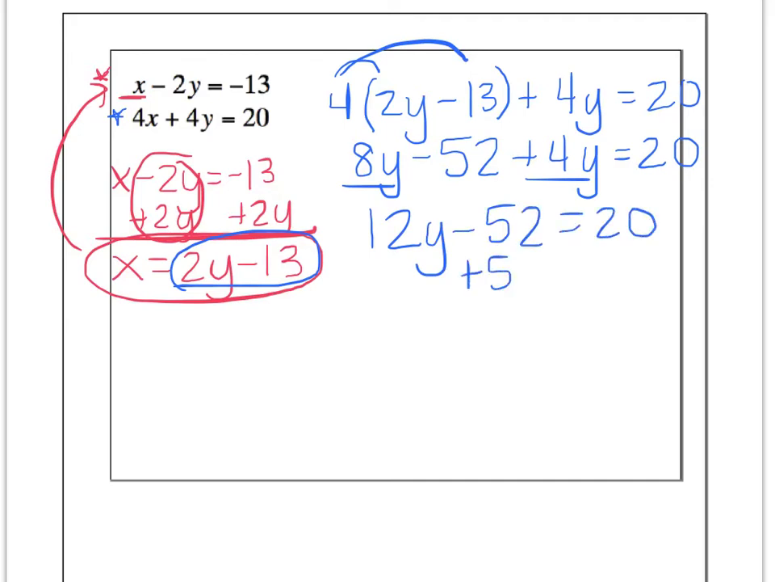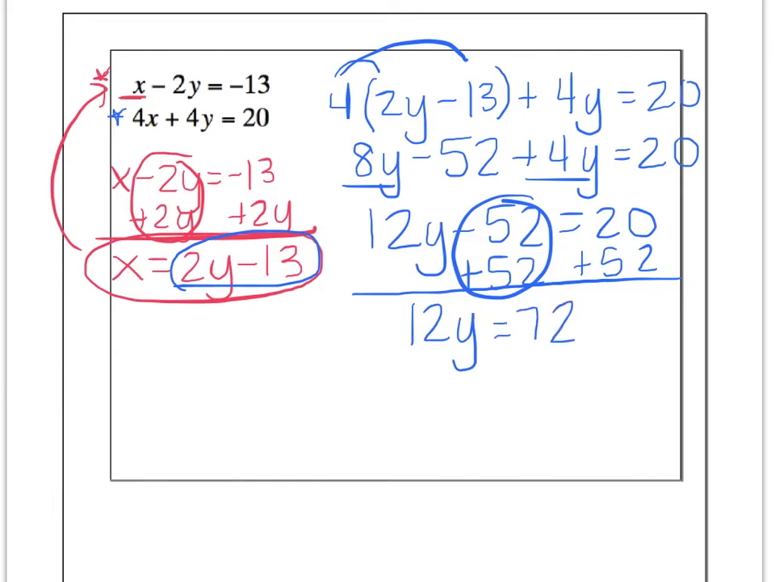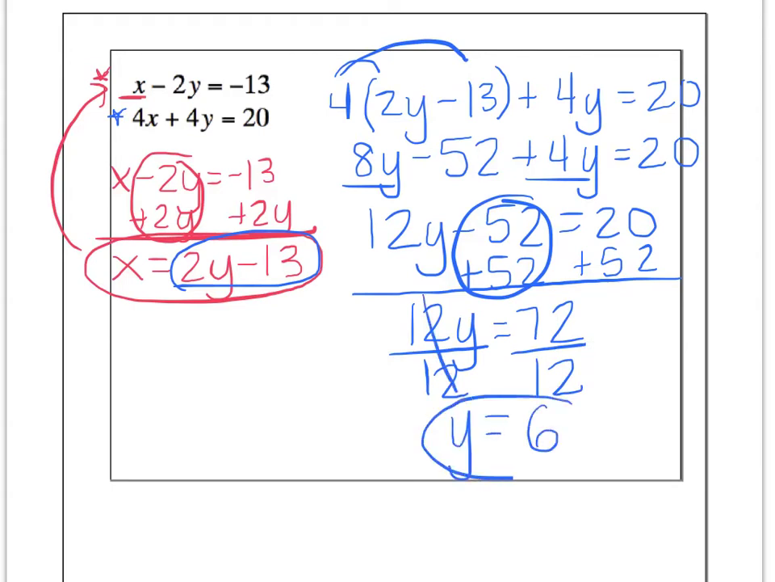8y plus 4y is going to give me 12y minus 52 equals 20. I'll add 52 to both sides. So 12y equals 72. Divide by 12, divide by 12. And 12 goes into 72 6 times. But I'm not done yet. This time I've solved for y and I'm still missing what my x equals. So once I've gotten that, I'll be done.